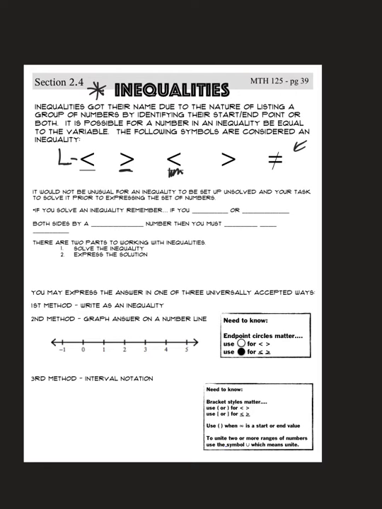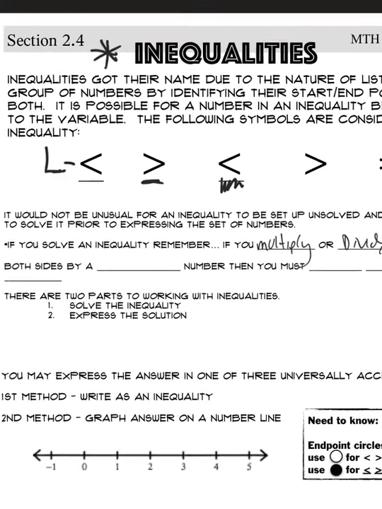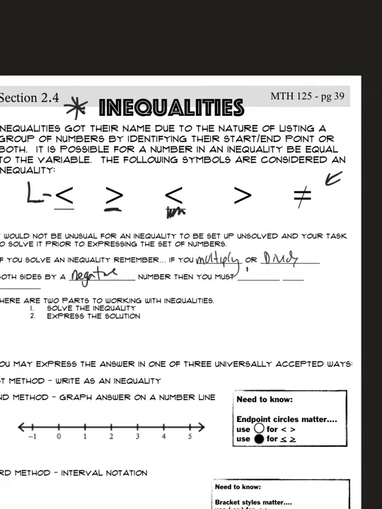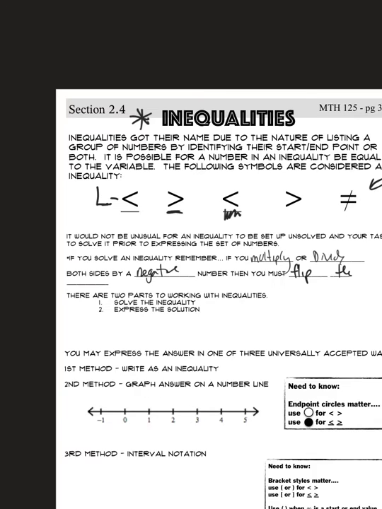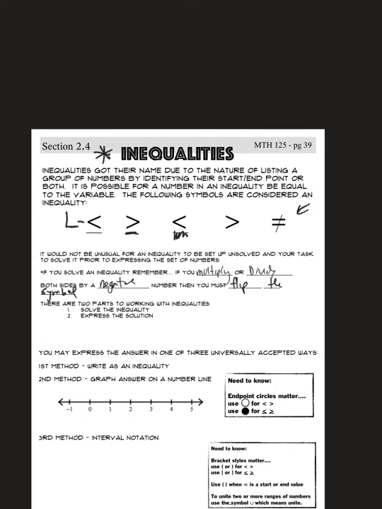It's not unusual for an inequality to be set up unsolved, and your task is to solve it before you can express the set of numbers that it represents. If you solve an inequality, remember if you multiply or divide both sides by a negative number, then you must flip the symbol. Flip the symbol. It only happens if you multiply or divide both sides by a negative number.